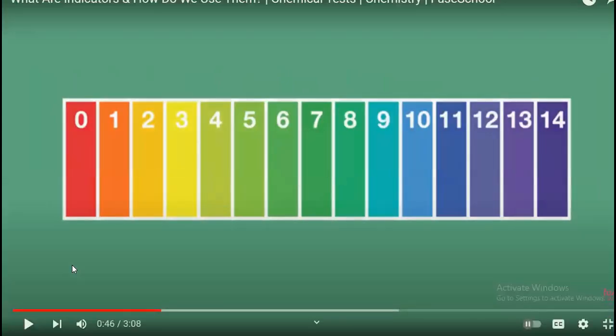Okay. The color range in pH papers: red, orange, yellow, they are acids. Green, neutral. Light blue, dark blue, purple, they are bases.